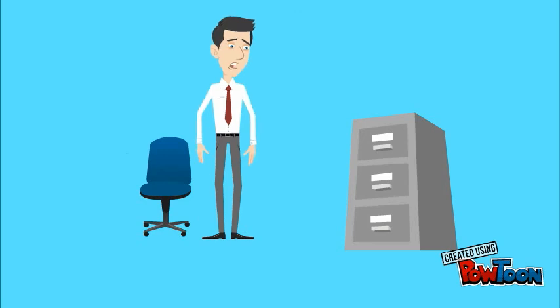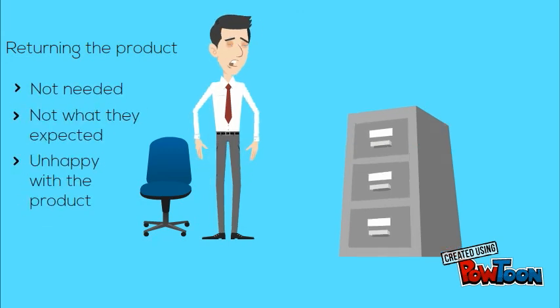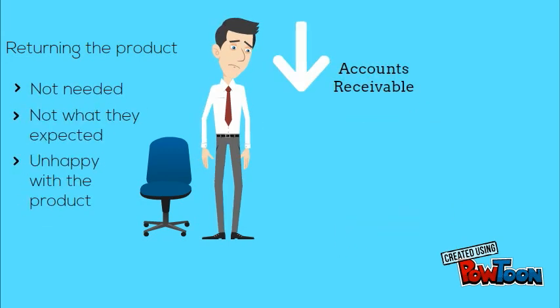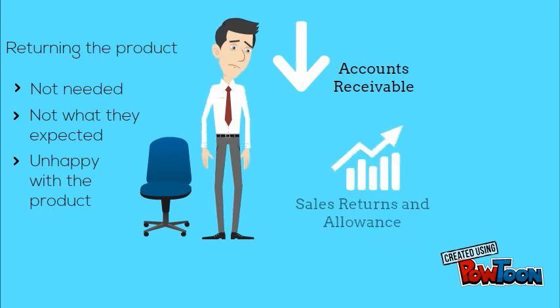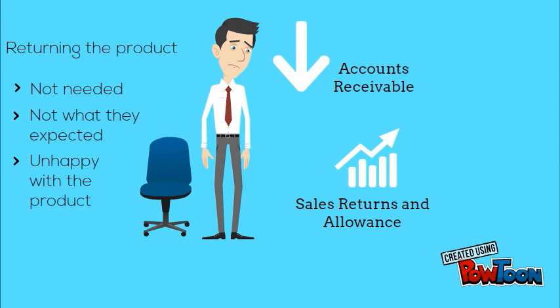At times, companies will not obtain the receivables due to a number of reasons. This could include customers returning the product because it is not needed, it is not what they expected, or they were unhappy with the product. If this occurs, it causes a decrease in the receivable account and an increase in the contra asset account, sales returns and allowances.